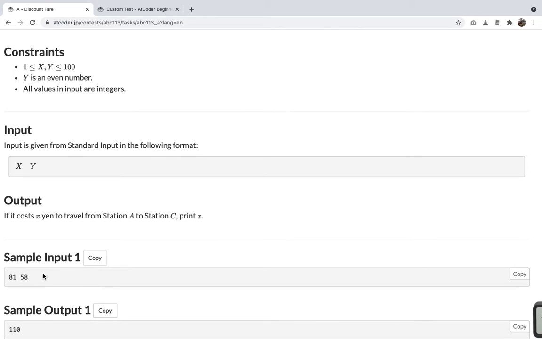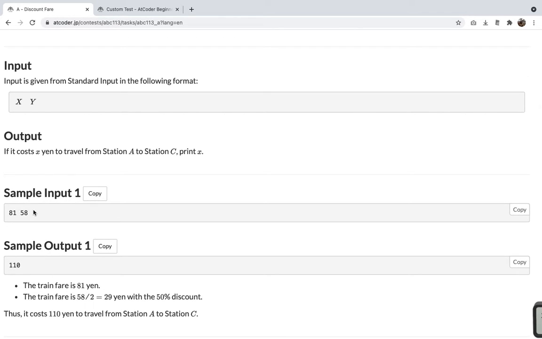Sample input one is 81 and 58, and sample output one is 110. The train fare is 81 yen. The bus fare is 58 divided by 2 equals 29 yen with the 50 percent discount. Thus, it costs 110 yen to travel from station A to station C.